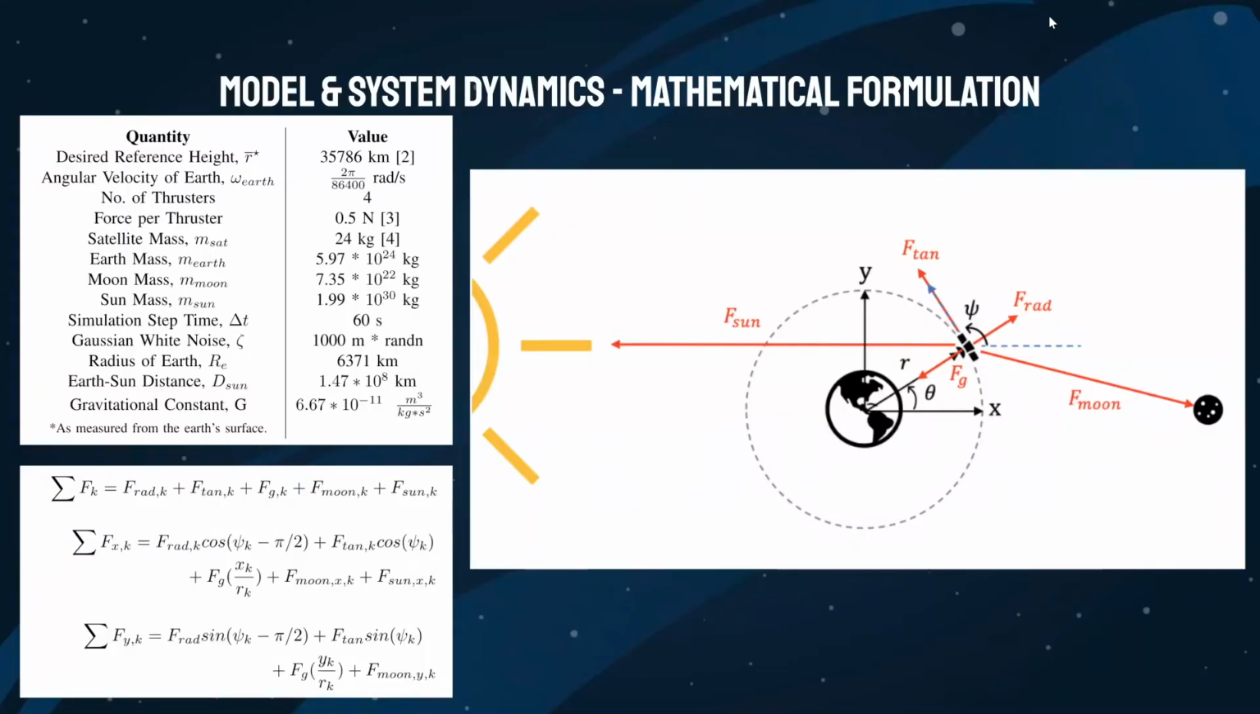Here's a free body diagram of our system. The satellite is oriented tangentially around the Earth's orbit with an orientation psi. The total force acting on the satellite is composed of the satellite's thrusters in both tangential and radial directions and the gravitational force of the Earth, Sun, and Moon. The total force is then decomposed into its x and y components to calculate the acceleration in each axis.